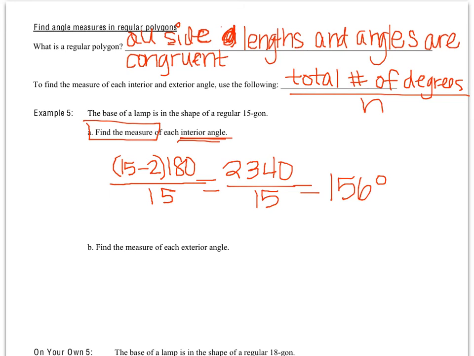Next one, find the measure of each exterior angle. Well, the exterior angles, no matter how many sides, always add up to 360 degrees. So we'll do 360 divided by 15, which equals 24 degrees.